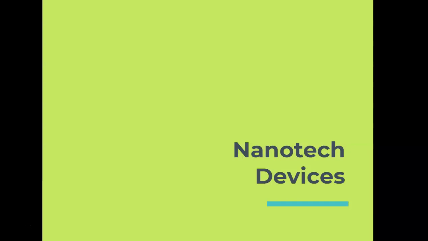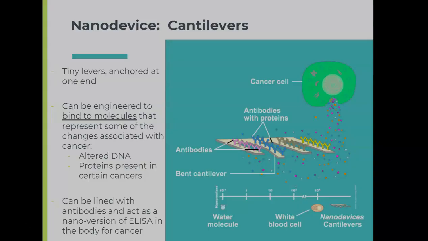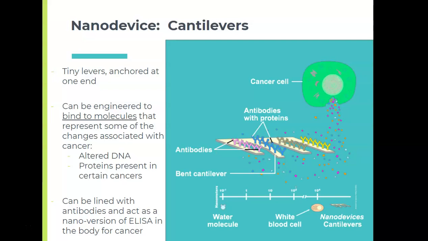Which leads me to the specific different devices and their applications. You will have to know, generally speaking, the different categories and what they are for. So a cantilever basically is a tiny lever. It looks kind of like an E with an extra prong hanging out of it.